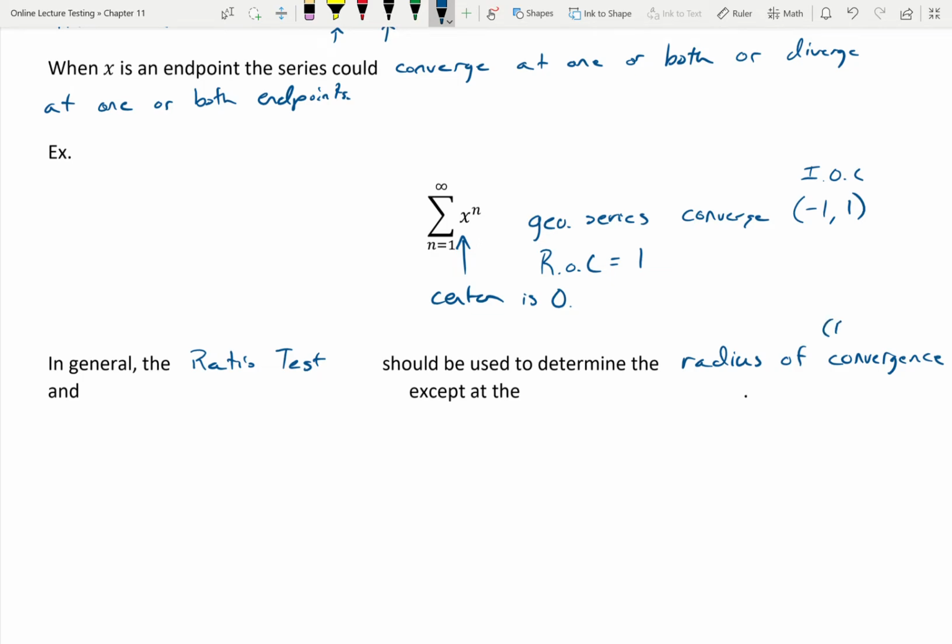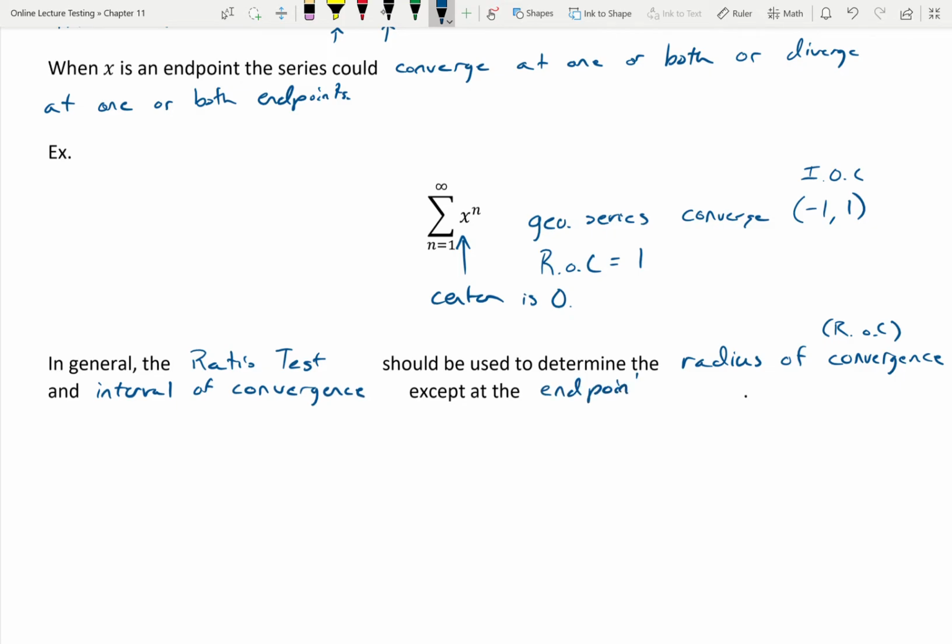Again, if you want to use the shorthand ROC, that's perfectly fine. And interval of convergence, except at the endpoints.